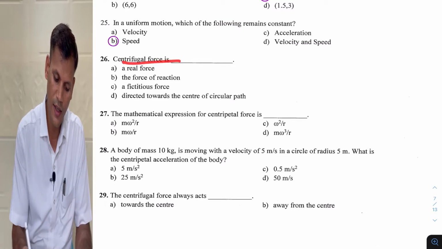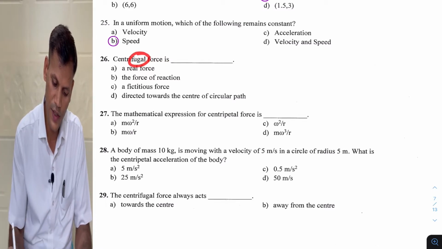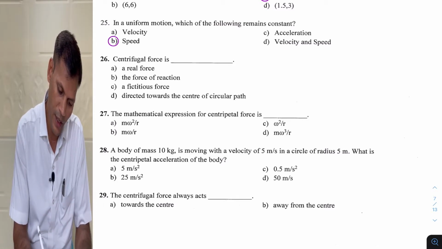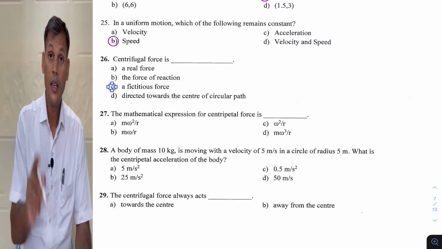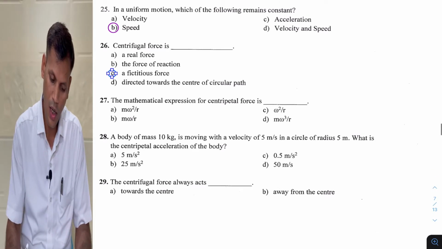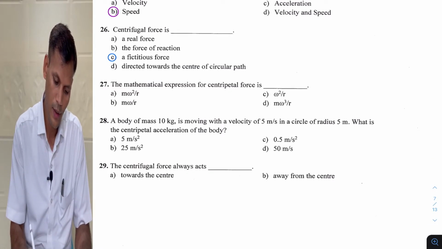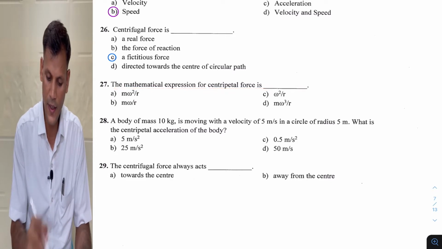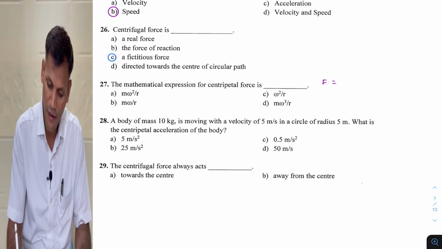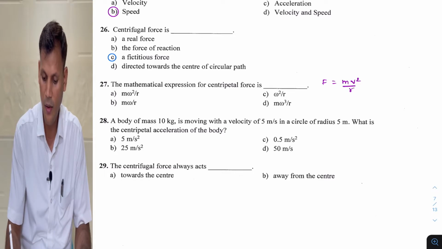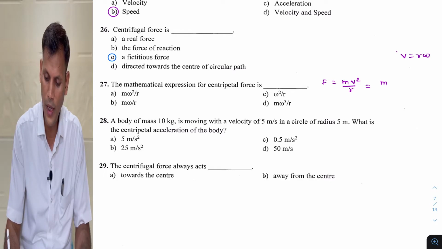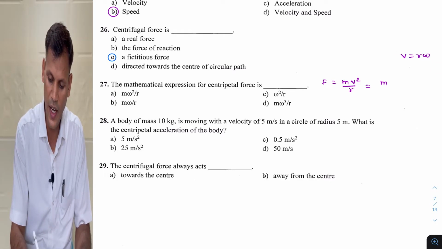Centrifugal force, they are talking about, is a pseudo force or imaginary force. Pseudo, imaginary or fictitious, all have the same meaning. Okay. The mathematical expression for the centripetal force is, as we have studied, F equals mv square by r, one formula. Another is m, since v is equal to r into omega, this is the relation between linear velocity and angular velocity.